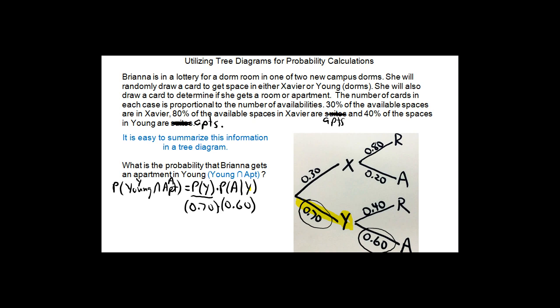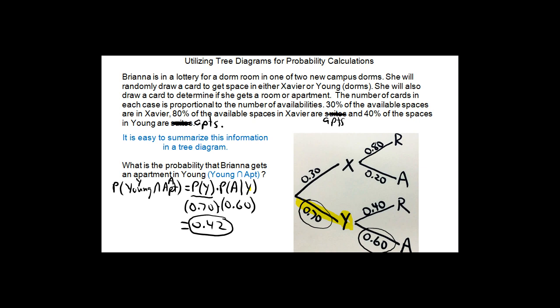And so if we take our calculator, 0.7 times 0.6 equals 0.42. So there's a 42% chance that Brianna gets an apartment in Young.